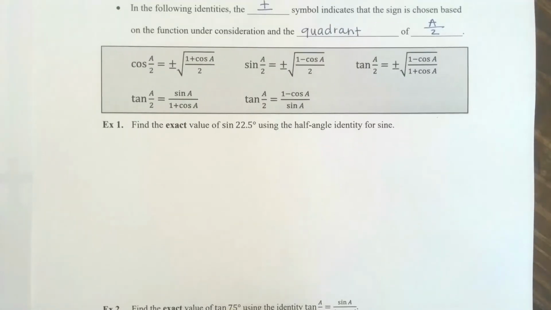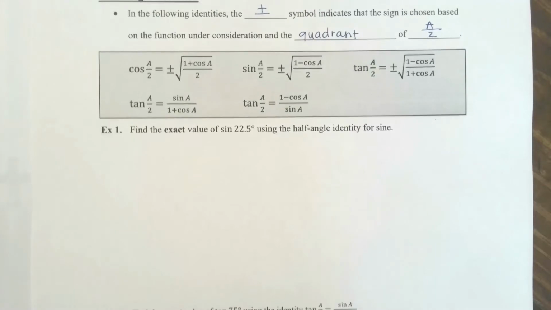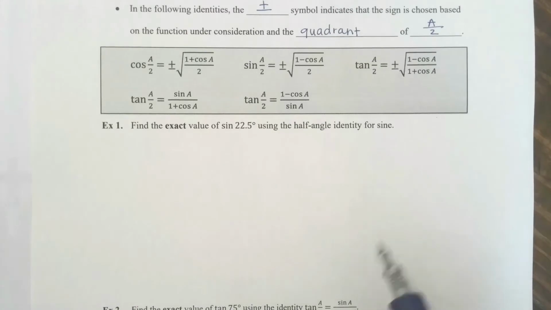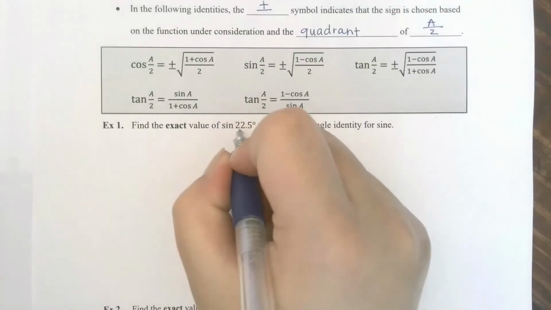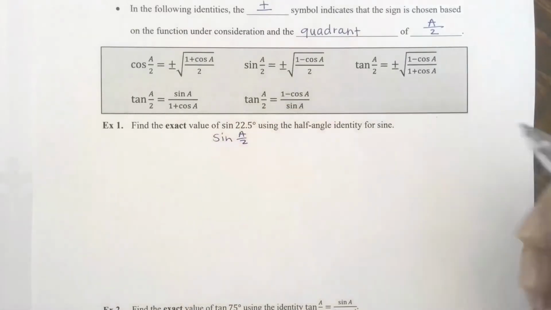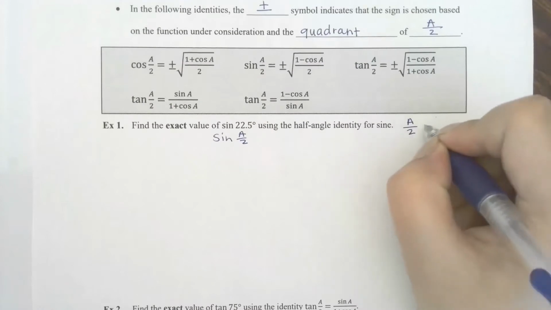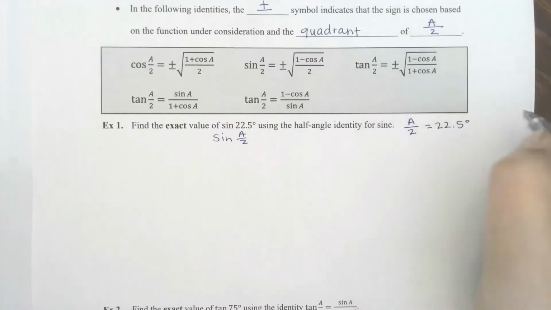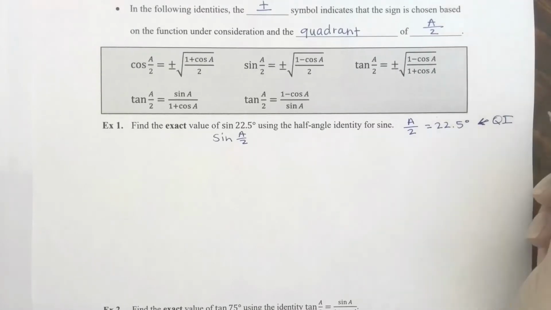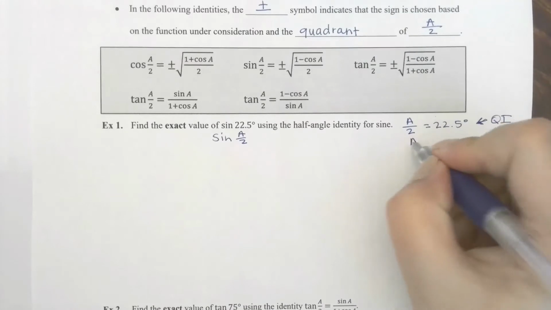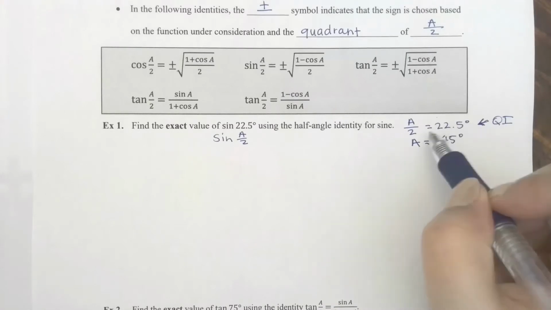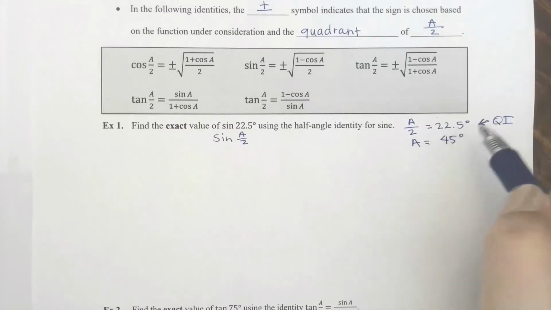We want to find the exact value of sine of 22.5 degrees using the half angle identity for sine. Here, sine of 22.5 degrees is sine of A over 2, so A over 2 equals 22.5 degrees, which is in quadrant 1. This also means that A is equal to 45 degrees, since 22.5 times 2 gives us 45 degrees.